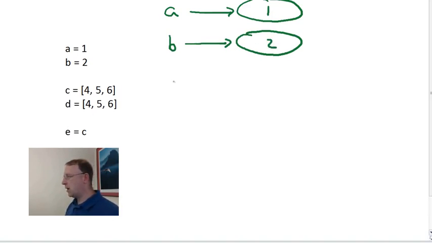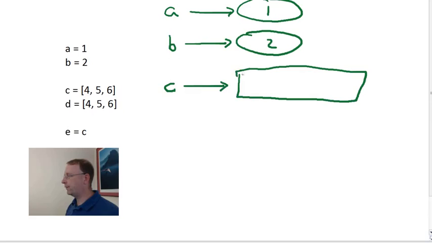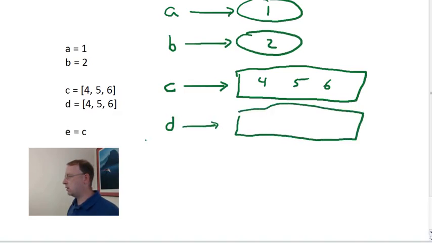Now next, we do the same sort of operation here. We assign C to something. Well, this is a different kind of thing, so I'll make a different kind of box. It contains four, five, and six. And for D, well, it looks exactly the same here. Another one of these boxes for a list that contains four, five, and six.